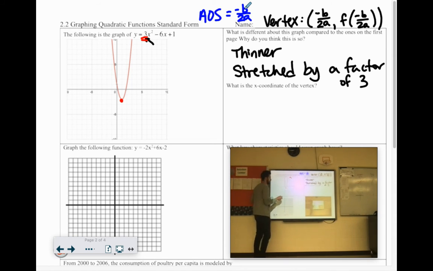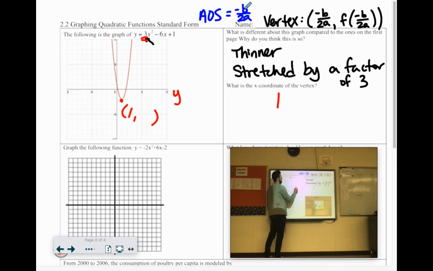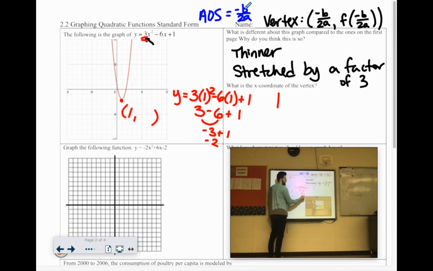What is the x-coordinate of the vertex? The x-coordinate is 1. That's all it asks for. Now let's go ahead and just find the whole vertex. If we substitute in 1 here, y is equal to 3 times 1 squared minus 6 times 1 plus 1. 1 squared is 1 times 3 is 3. 6 times 1 is 6. And then left to right, 3 minus 6 is -3 plus 1 is -2. So our y-coordinate is -2.